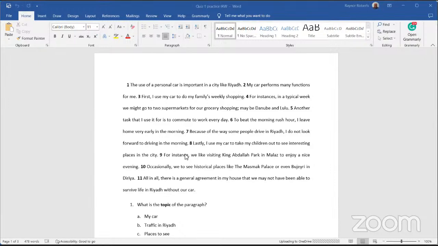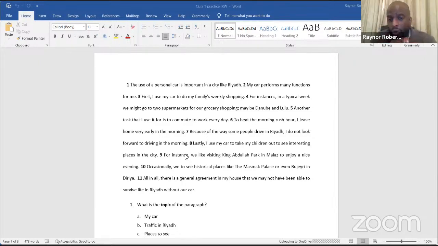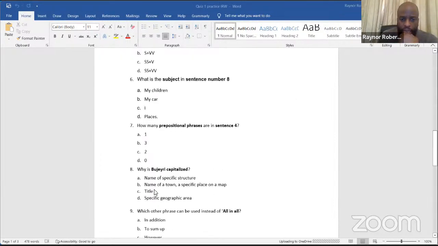In a typical week, we might go. Everything else is modifying that sentence. So we might go. Where might we go? To the supermarket. For what? Groceries. And when? In a typical week. Okay. So the main clause is we might go. Be able to identify your main clause. Help you out.